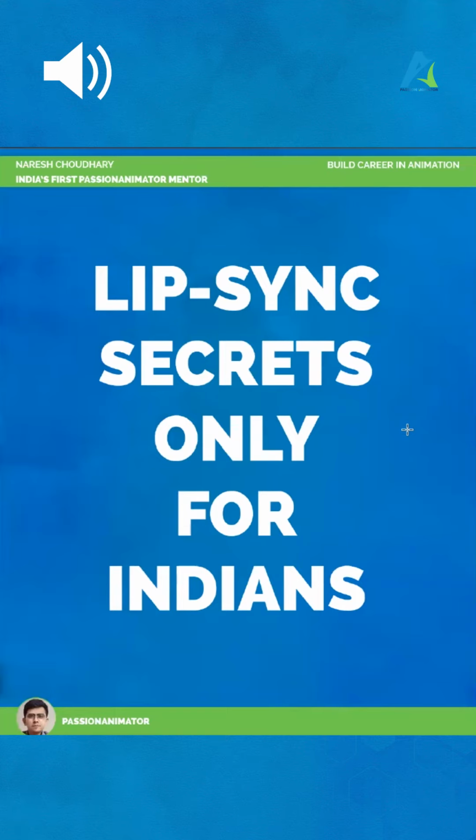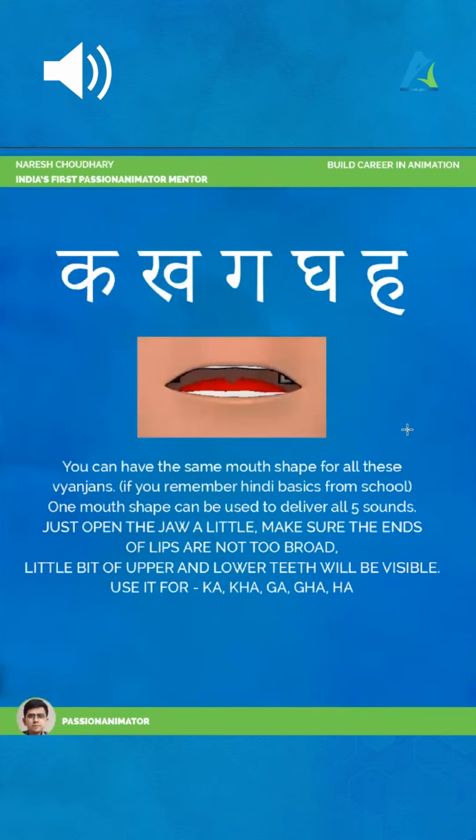Lip sync secrets only for Indians. So if you remember your childhood, you would have learned swar and vyanjans. Swars are a, i, e, and vyanjans are ka, kha, ga, gha. Now, how to use that in lip sync?